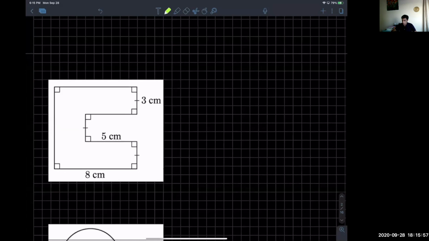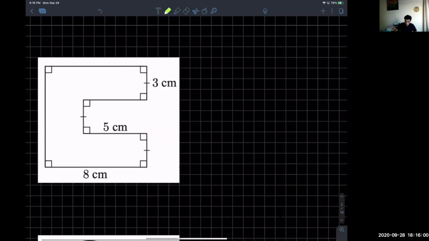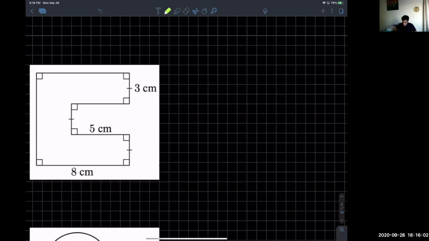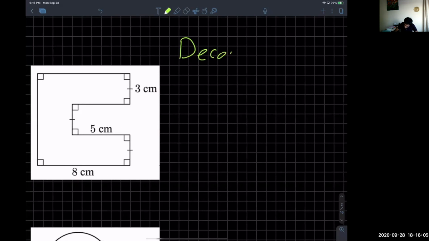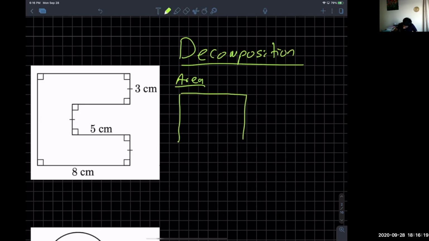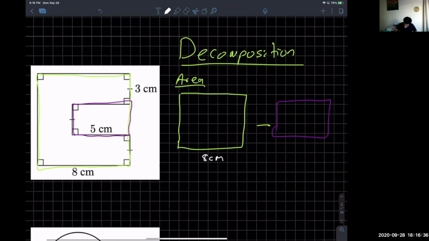So let me jump into the first part, which is really this decomposition portion. We're going to use this very simple shape here to talk about decomposition. If I want to figure out the area, and this is pretty simple, you should be able to do this in your head, but it's not the answer, it's more the process that we're going to focus on. So what you'll notice is this is basically a shape that's like this. The green is all of this, minus this shape here, minus this purple shape.